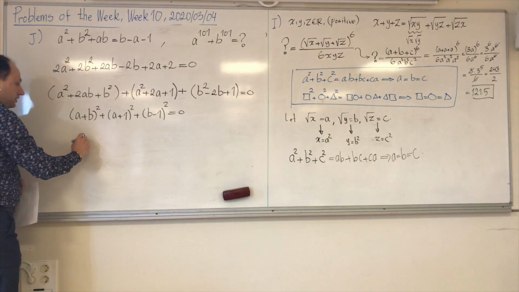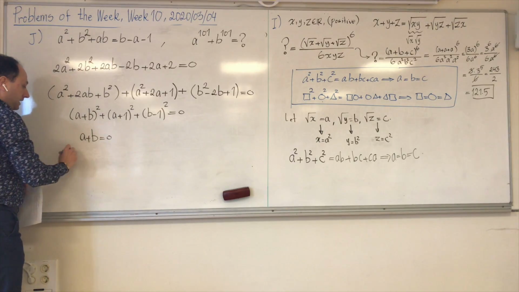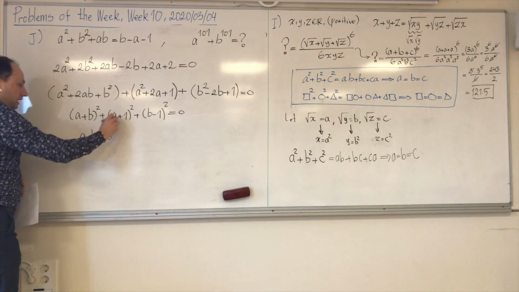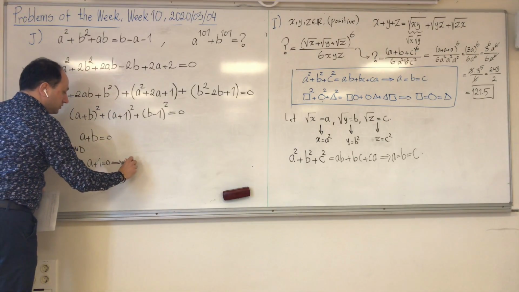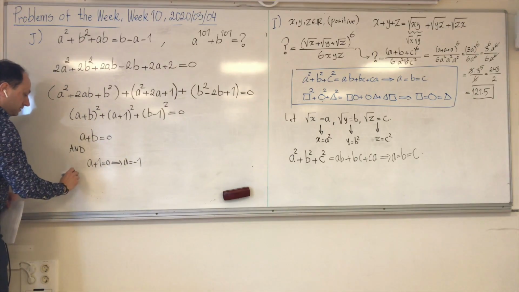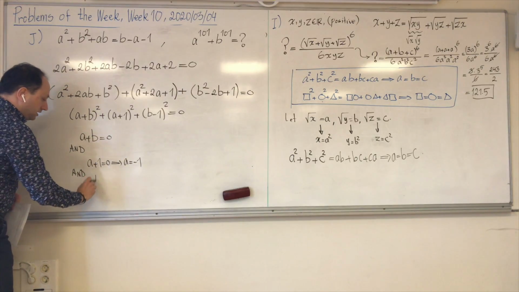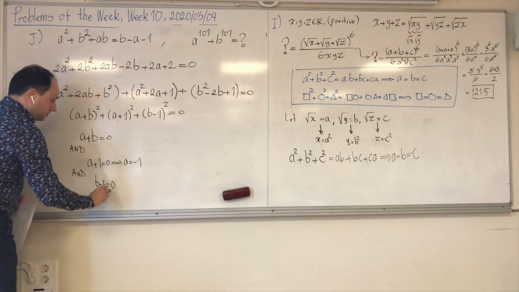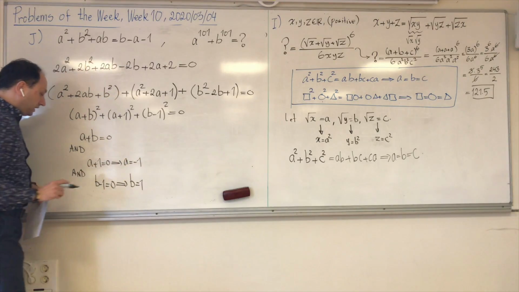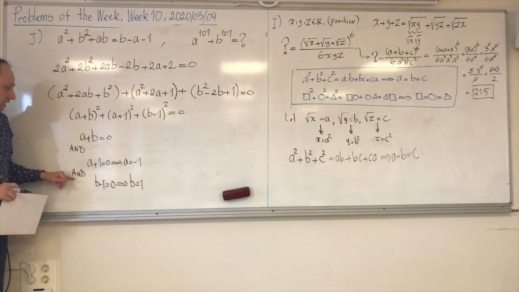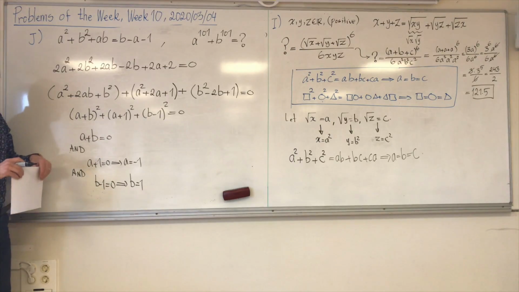So this means a plus b is 0 and a plus 1 is 0, which gives me that a is equal to -1, and b minus 1 is also equal to 0. This gives me b equal to 1. By the way, there is an "and" here and here. So let me tell you something.